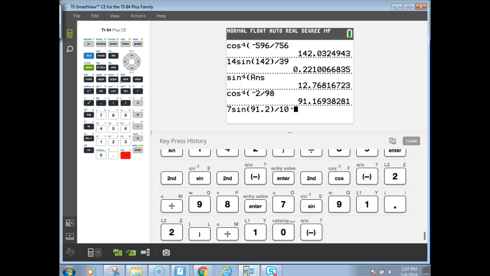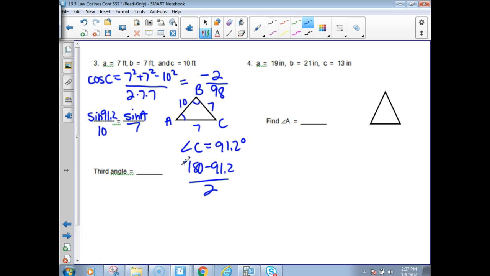Okay, I'm just going to quit on that, because it's 44.4 each, right? Okay, so angle B and angle A are 44.4 degrees each. You have like 2 minutes.